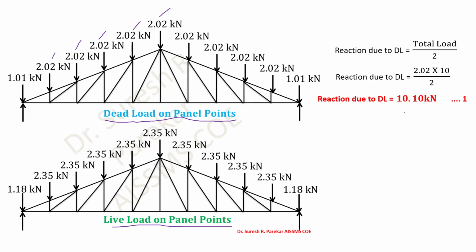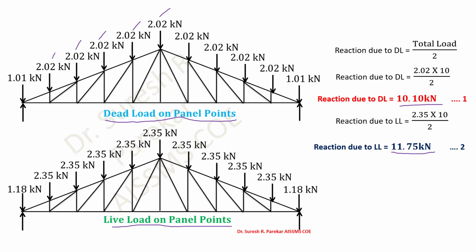Then we can have due to live load. So we have the value of live load. So just replace 2.02 by 2.35 and you will get this value, and that is equal to 11.75 kilonewton. So due to truss, we have these two loads, 10.10 and 11.75.